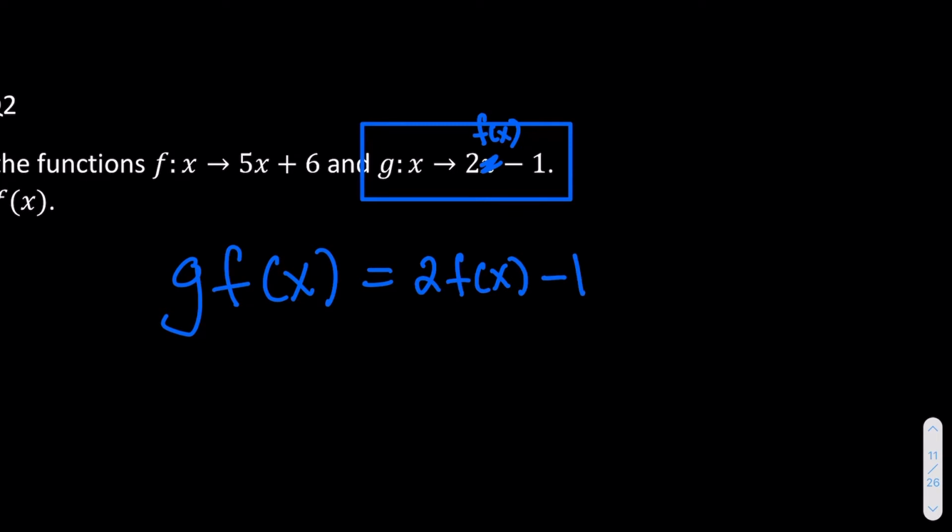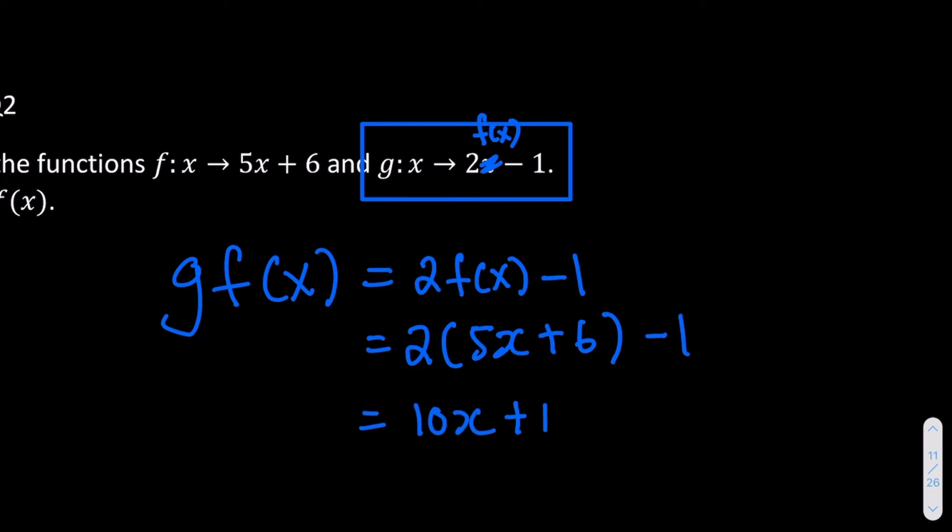But do we know what is f of x? Yes, they give it to us. It's 5x plus 6. So we can say that this is 5x plus 6. Then we just need to expand. 2 times 5 is 10. 2 times 6 is 12, minus 1. So we have 10x plus 11. Then we are done.